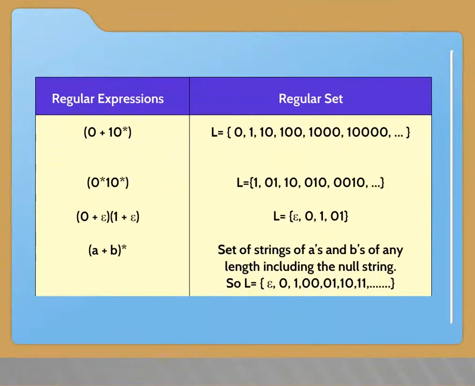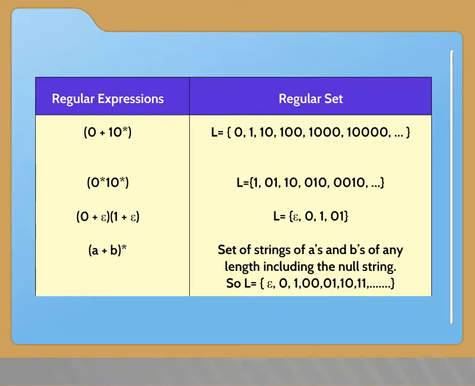Regular expressions. Regular set: 0 plus 1, 0 star, L is equal to 0, 1, 1, 0, 1, 0, 0, 1, 0, 0, 0, 1, 0, 0, 0, 0, and it goes on. 0 star 1 0 star, L is equal to 1, 0, 1, 1, 0, 0, 1, 0, 0, 0, 1, 0, and it goes on. 0 plus epsilon into 1 plus epsilon, L is equal to epsilon, 0, 1, 0, 1.